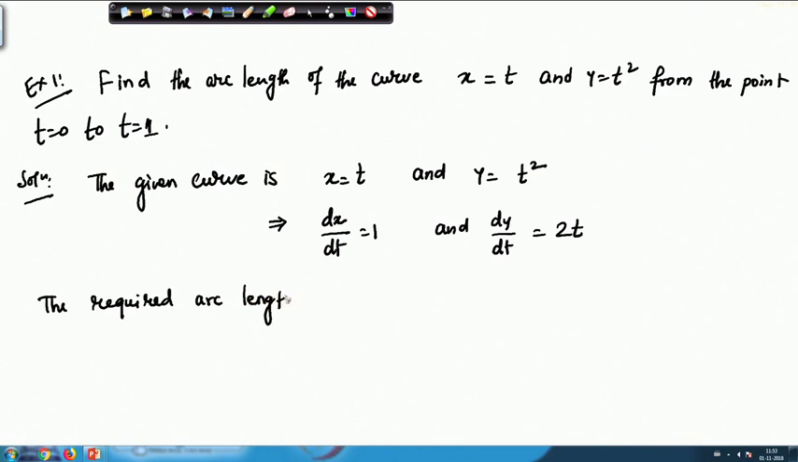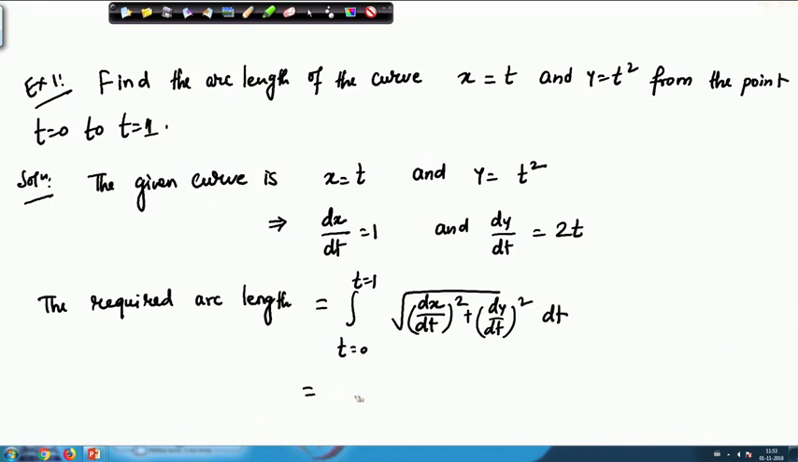Therefore, the required arc length is the integral with t running from 0 to 1, because that is the limit for the parameter, and the formula is square root of (dx/dt)² plus (dy/dt)² times dt. So here we have the integral from 0 to 1 of square root of 1 plus 4t² dt. Now this has become a simple integral calculus problem. From one of those standard formulas we can write this integral in a nice form, then substitute t equals 0 and t equals 1, and that will give us the required answer. I'll leave that task to the students, because from here it is pretty much straightforward. This is how you calculate the arc length if we are given the parametric Cartesian form.